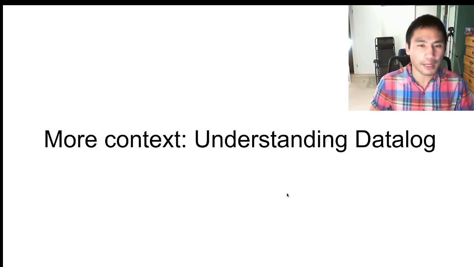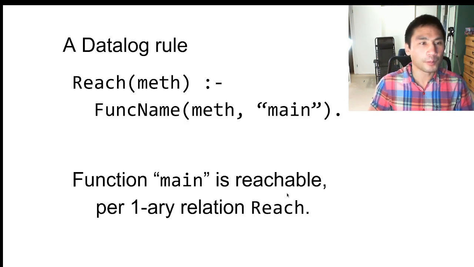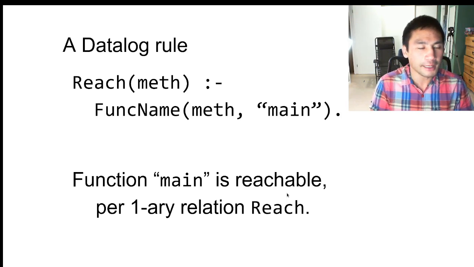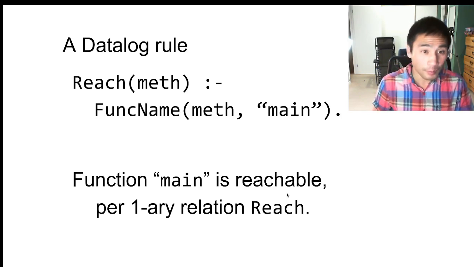So let's give some context. And let's talk about how we can understand Datalog. All right, here is a Datalog rule. So this says that the main function is reachable. Well, that's kind of obvious, but you start somewhere. And this is a one-arity relation, reach. So reach is basically a predicate and applies to a bunch of things, and it applies to the function which has name main.